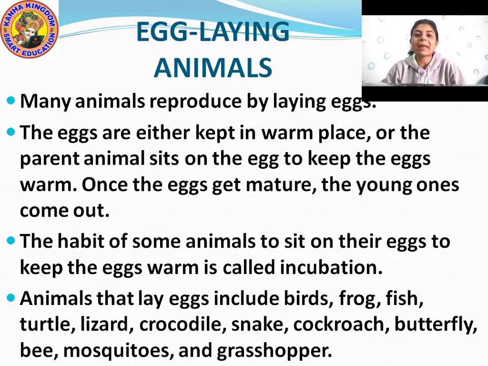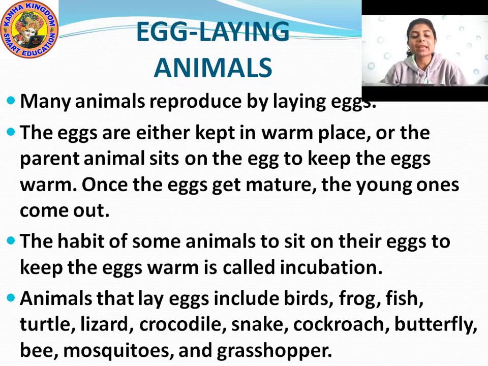That is called incubation. It is the method where the parent animals sit on the egg to make it warm so that the baby can be formed inside the egg. They keep the eggs in a warm place or sit on the egg to make it warm, and that process is called incubation. The parent animal incubates the egg. Incubation is the habit of animals to sit on their eggs so that the eggs can be kept warm. If the eggs are warm, the baby inside the eggs can be formed.